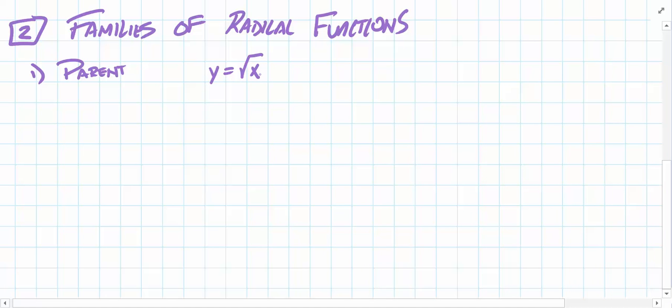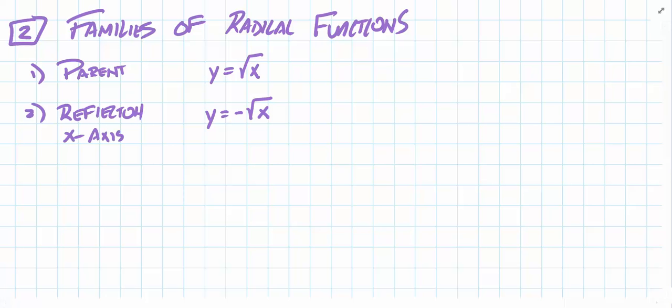Number 2. If I want to do a reflection in the x-axis, well, then I would have the function, the negative square root of x. So putting a negative sign out in front is going to give us a reflection over the x-axis. Very, very similar to everything that we've been studying before in terms of quadratics, polynomials.